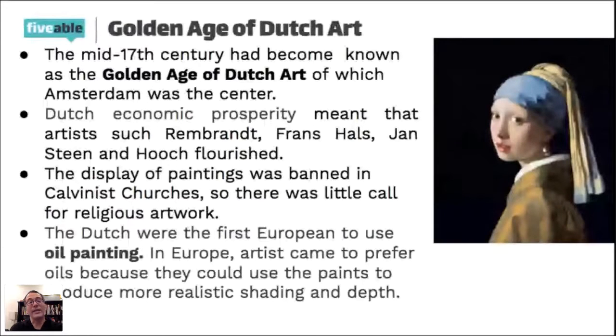Because of the economic prosperity that the Netherlands experienced, it gave a stage for many artists to receive a lot of commissions for painting, famous people such as Rembrandt, Frans Hals, Jan Steen, and Pieter de Hooch, who really flourished during that time. Now, interestingly enough, most Dutch paintings compared to other European paintings of the time have nothing to do with religion.